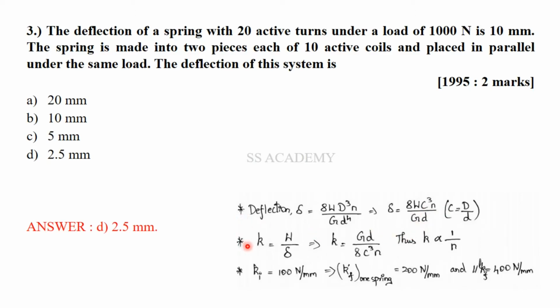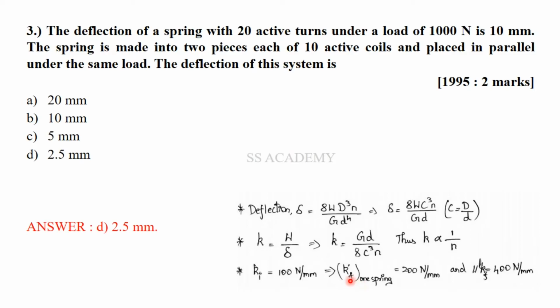We know that stiffness is load by deflection. So W divided by 8WD³N divided by Gd⁴, you will be getting the stiffness to be Gd by 8C³N. So you can see that the stiffness is inversely proportional to the number of active turns of the coil. So for 20 active turns, the stiffness is 1000 divided by 10. So it is 100 Newton per mm.